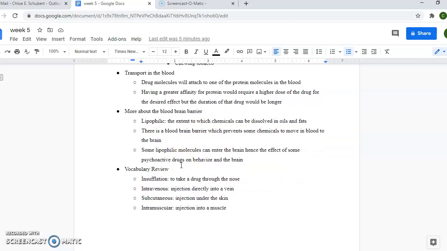Transport in the blood. Drug molecules will attach to one of the protein molecules in the blood. Having a greater affinity for protein would require a higher dose of the drug for the desired effects, but the duration of that drug would be longer.